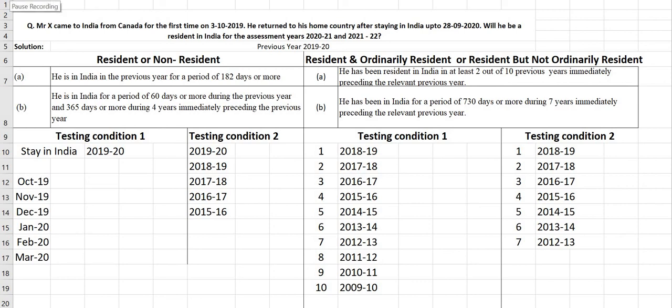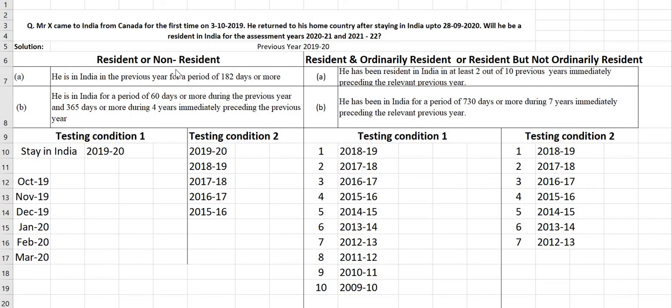Hello all. In today's lecture, we are going to study one more case for determining the residential status of an individual. The question says, Mr. X came to India from Canada for the first time on 3rd October 2019. He returned to his home country after staying in India up to 28 September 2020. Will he be a resident in India for the assessment year 2021-22?